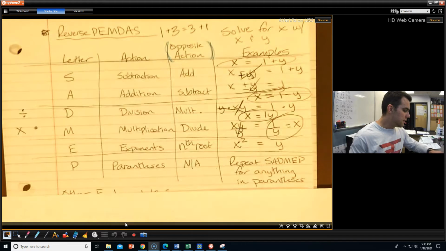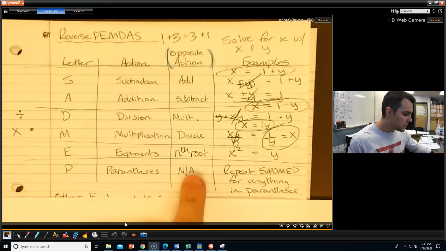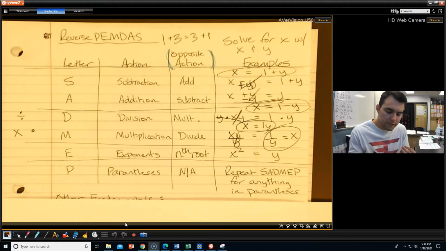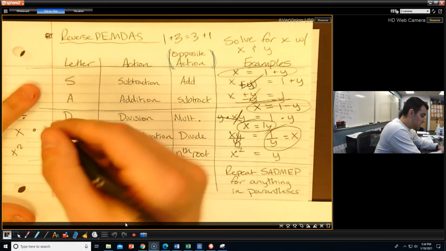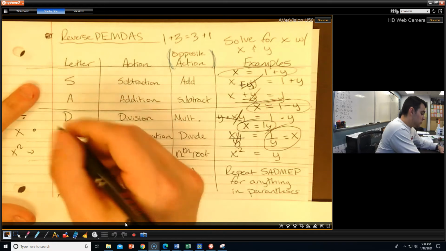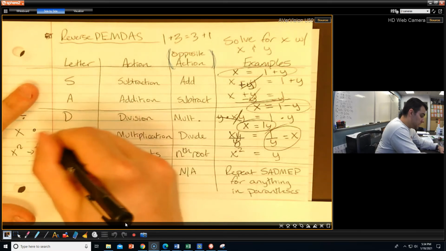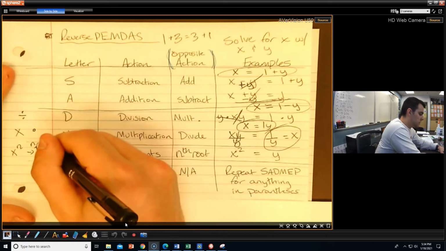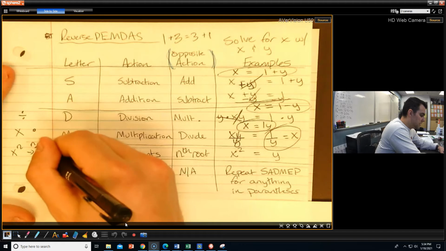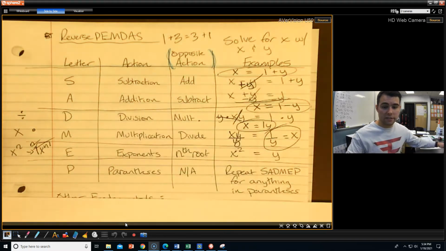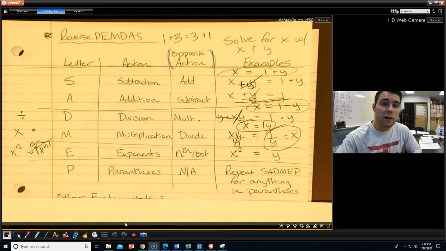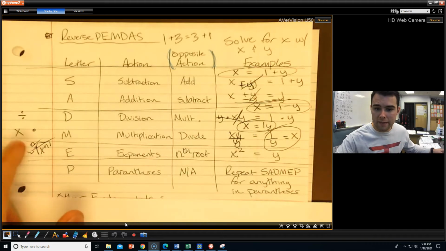Okay. And finally, let's look at exponents. The opposite action is the nth root. So let me describe that to you. If I have something that is x to the nth power, then the opposite would be to actually take something to the nth root, just like that. Now, typically, the most common thing we do, and these would end up canceling, the most common thing we do is a square root. That is the second root right there, okay?